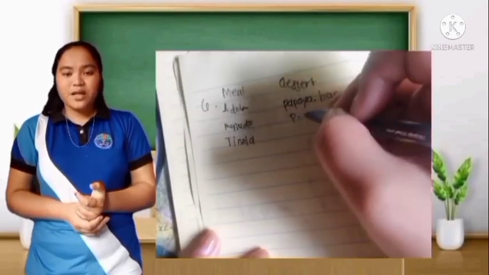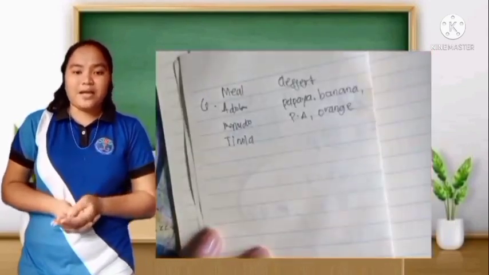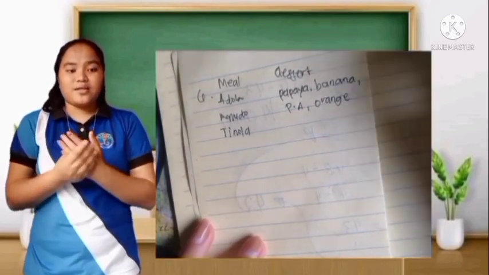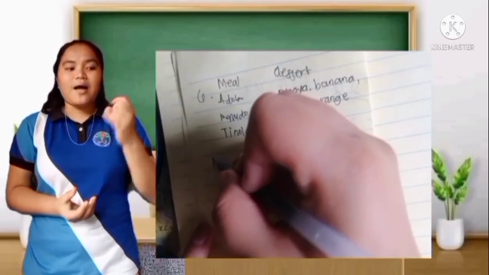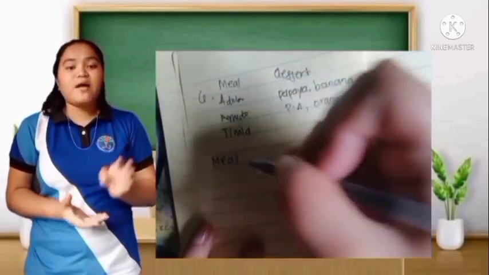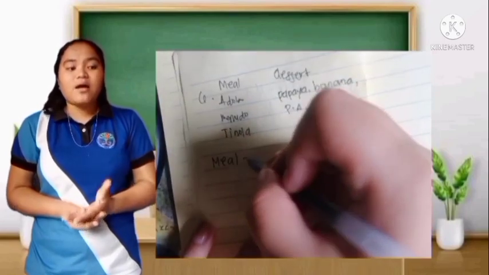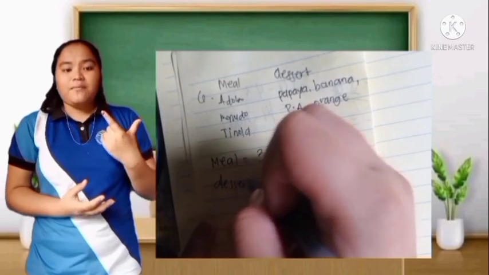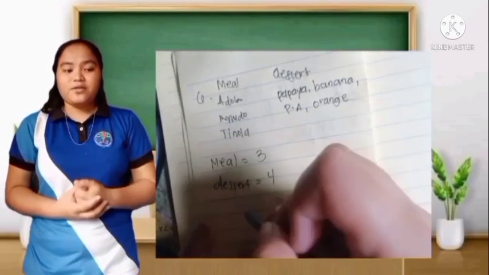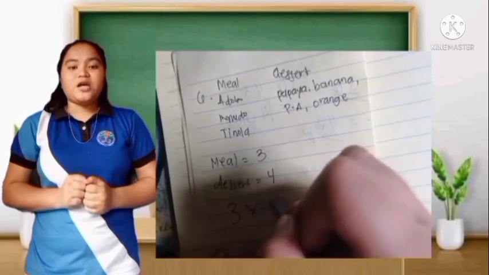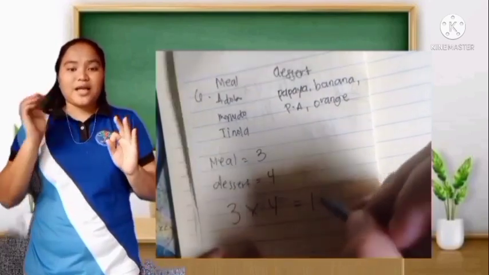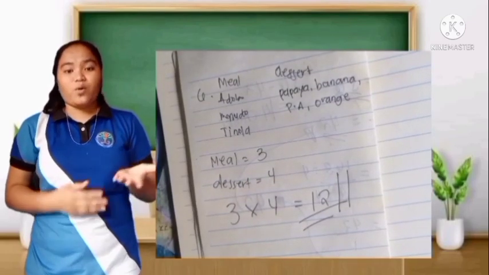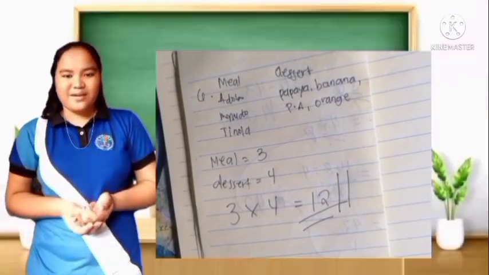So, lilista po natin na sa bawat meal na in-order ni Anna, kumuha po siya ng kapares nito na dessert. So, from adobo, meron po siyang kinuhang papaya, pineapple, orange, and banana. Ganon din po sa menudo and tinola. Kaya po, ang mangyayari po dito, meron po siyang in-order na 3 meal and meron din siyang in-order na 4 dessert. So, 3 times 4 equals 12. Doon po natin nakuha yung sagot na 12 kahit po wala po tayong given number.